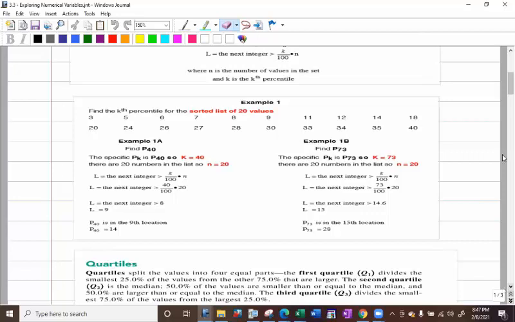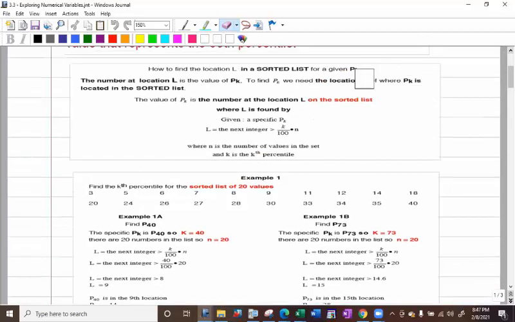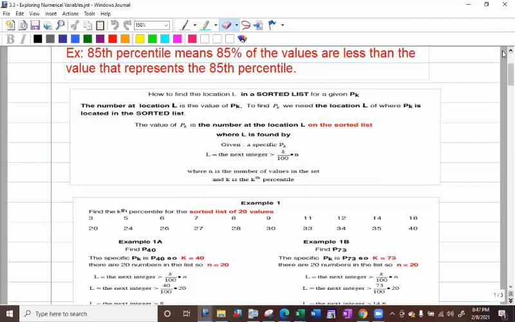So to find the percentile from a list of numbers, the subscript is whatever the percentile is. So P sub K, so P73 would be the 73rd percentile. Now you're looking for this value L, which is a location value. I'll talk about that here in a second. L is the next integer greater than this expression right here.